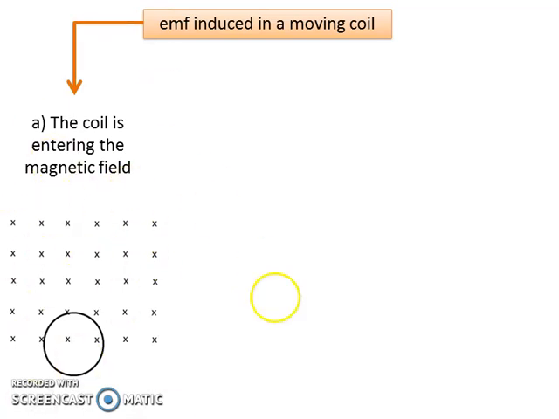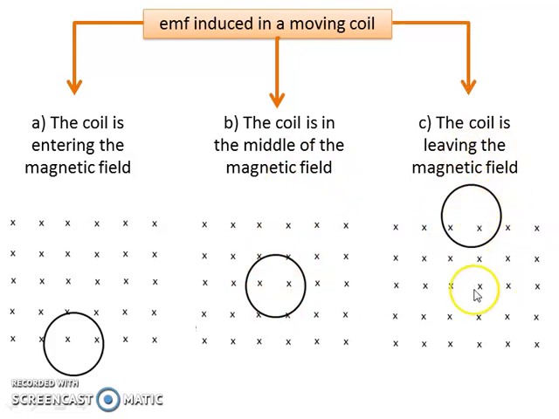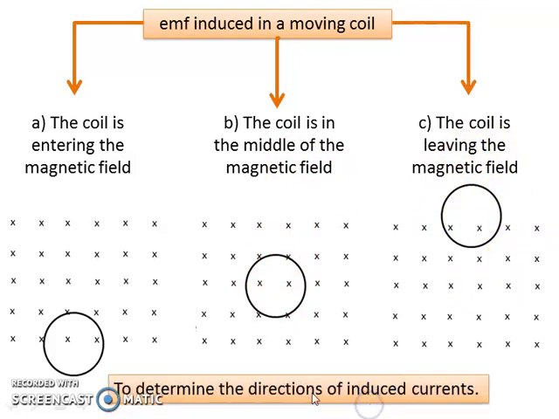We are also going to discuss three different positions as the coil moves into the magnetic field. The first one is when the coil is entering the magnetic field. The second one is when the coil is in the middle of the magnetic field. And the third one is when the coil is leaving the magnetic field. We are also going to determine the direction of the induced current.